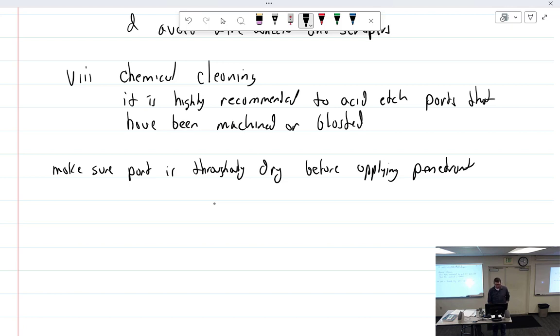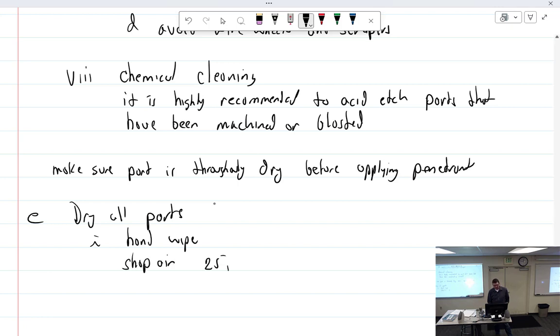So we're going to dry all parts. Oh, that's actually my next point, so dry all parts. I actually wrote the same thing. I just need to look at my notes. Dry all parts. That's E. I could have made that E. Anyway, so how are we going to dry them? In the heated air bubbles thing. Hand wipe, shop air. My notes actually say 25 PSI, but personally, I like it all.